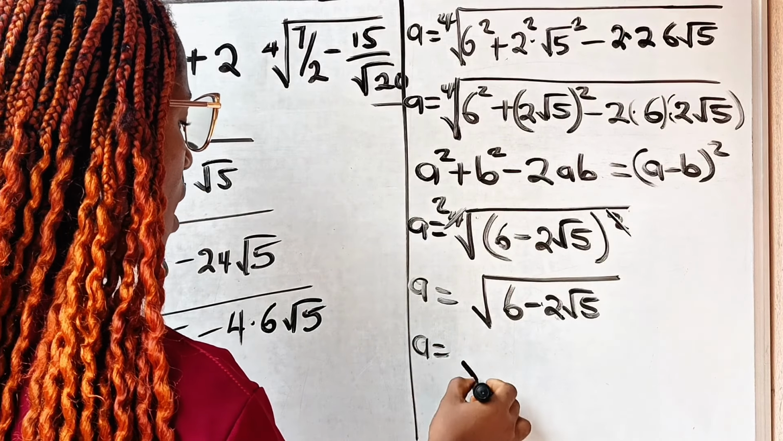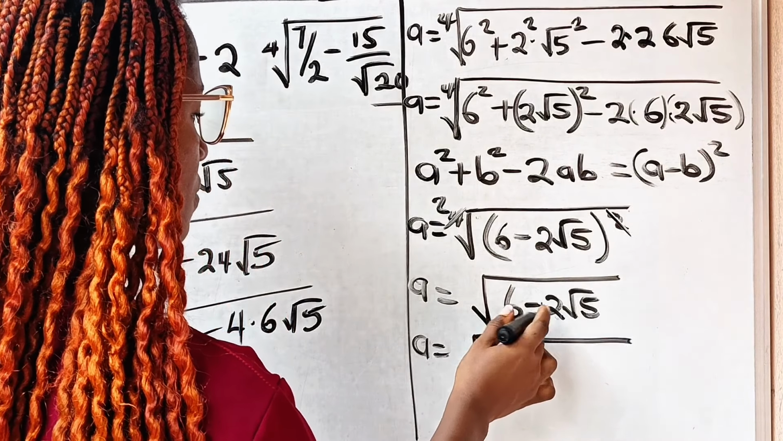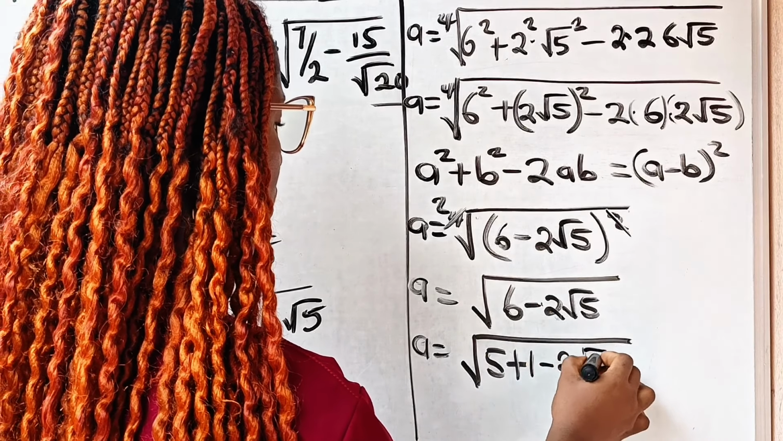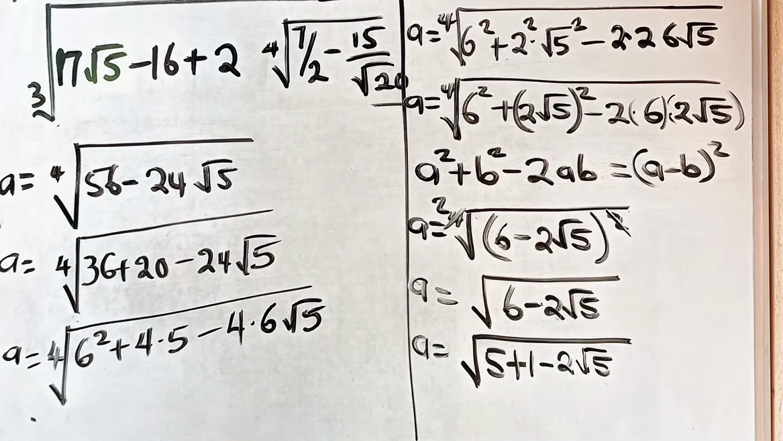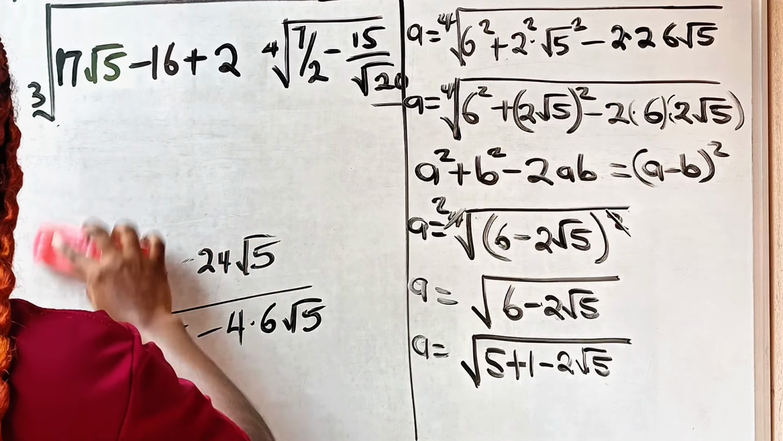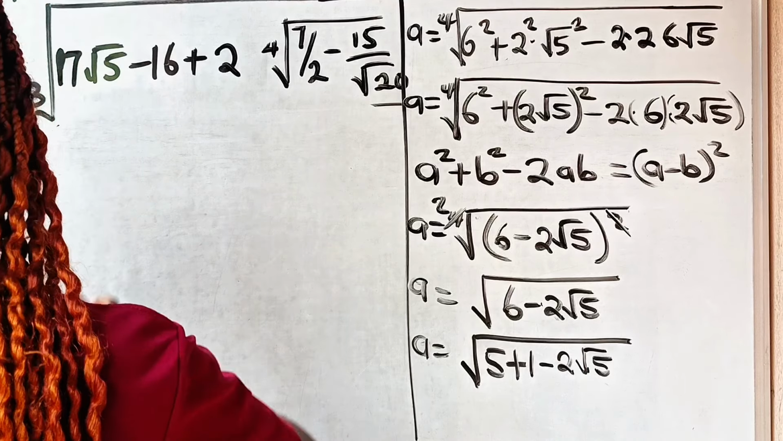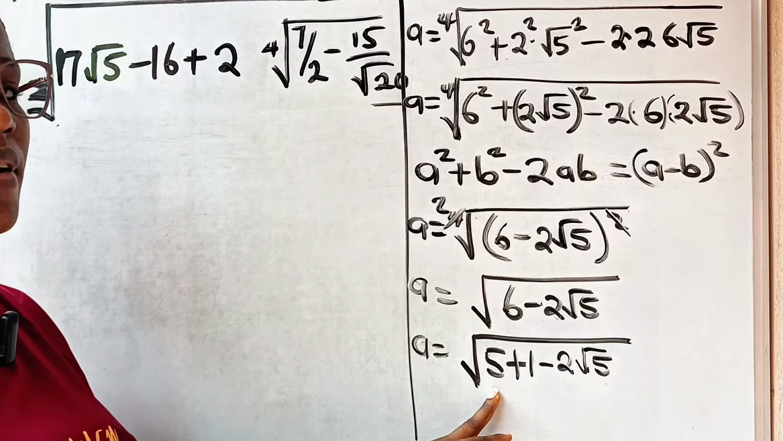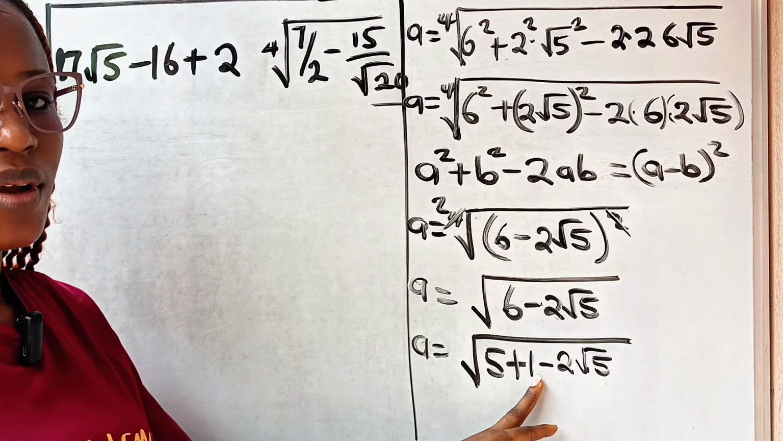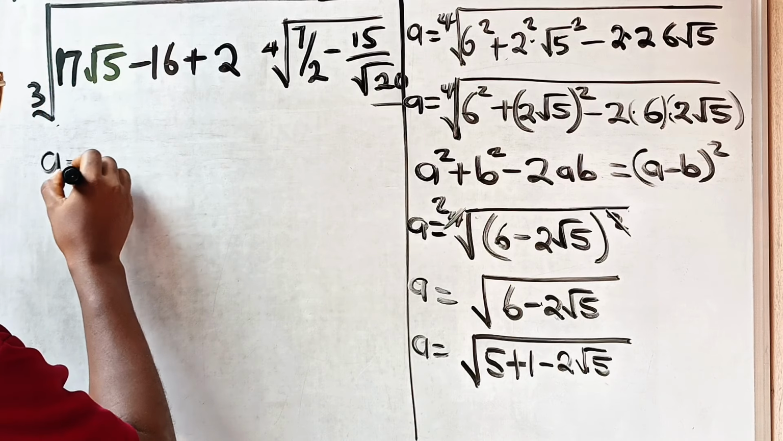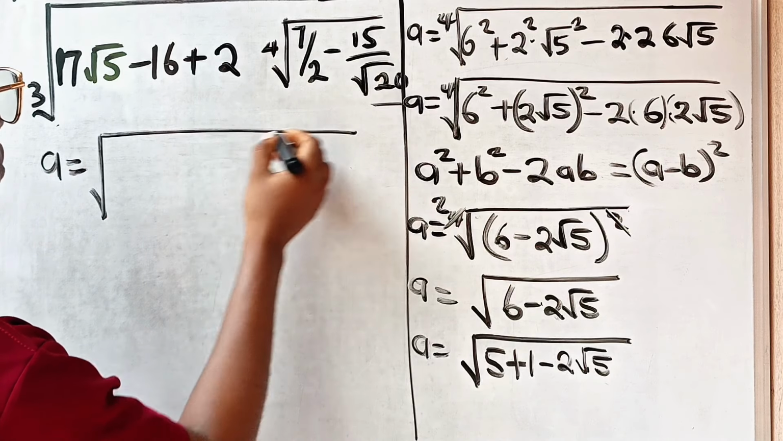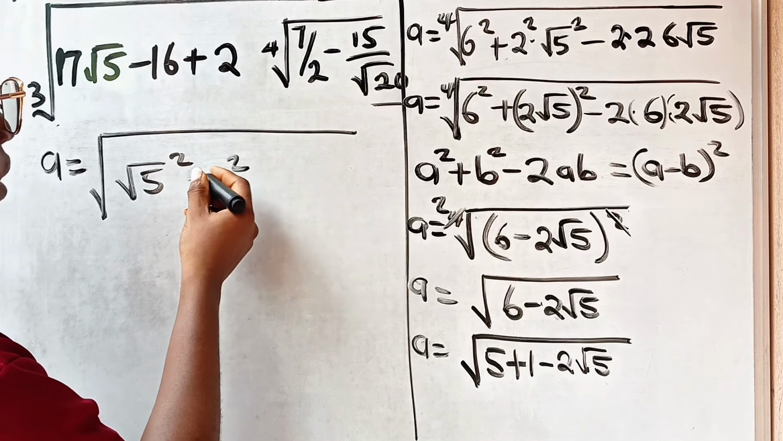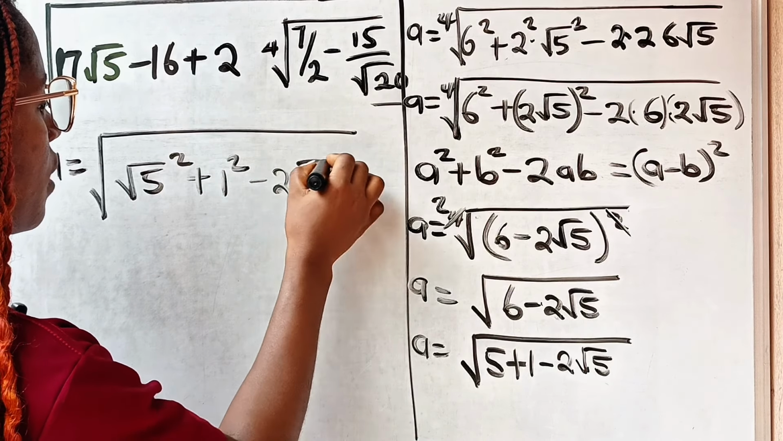A is equal to, I'll find a way around it. 6 is same thing as 5 plus 1. So minus 2 root 5. This one will be easy to get. Alright. Now I can write 5 as square root of 5 squared and 1 as 1 squared. So I have a is equal to the square root of 5 squared plus 1 squared minus 2 root 5.